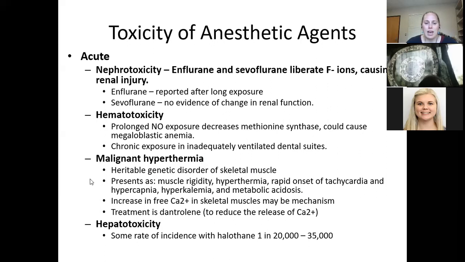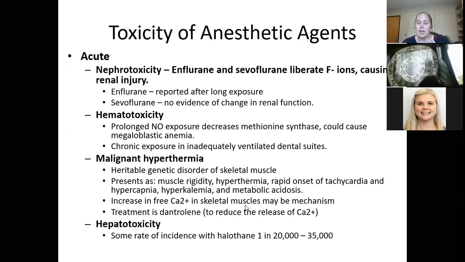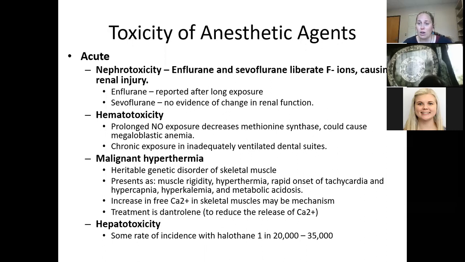So somebody who does have this malignant hyperthermia, if they're inhaling any of these halogenated anesthetics, they might have this type of response where you have muscle rigidity, hyperthermia, rapid onset of tachycardia, hyperkalemia, and metabolic acidosis. And again, I think it's hard sometimes for individuals to recognize if they in fact have this genetic predisposition.